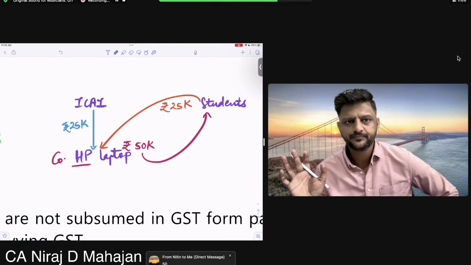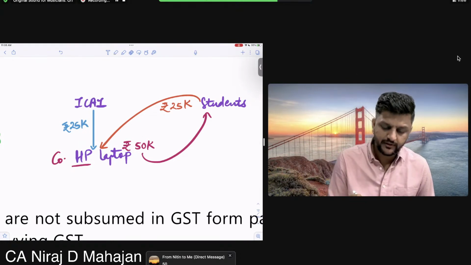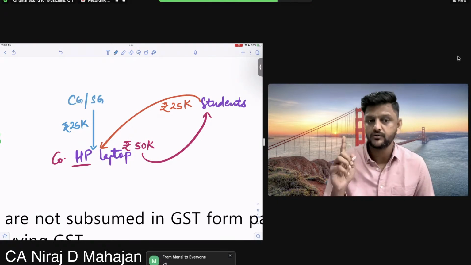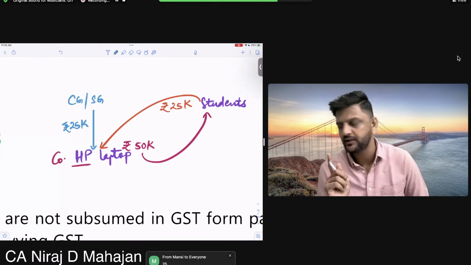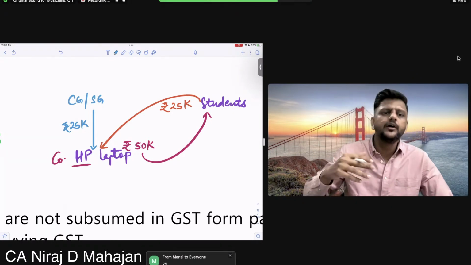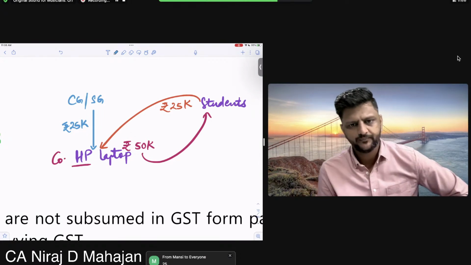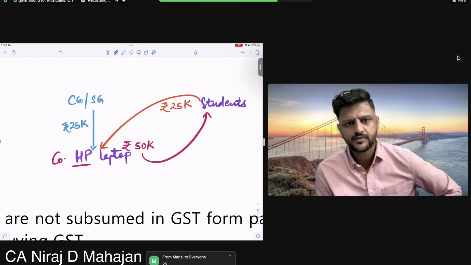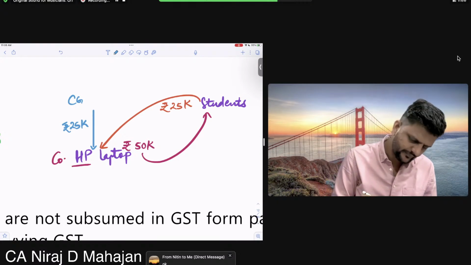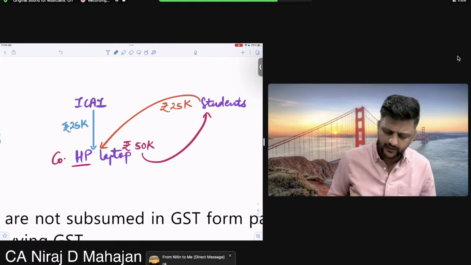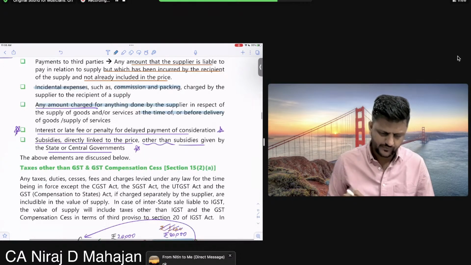50,000. Understood? If it was government here, CG or SG, then 25,000. Understood? Government subsidies you can reduce, and that is not an issue. That government subsidy you don't have to add in the value of supply. All of you okay here? Understood? So be careful. Done? Chalo.